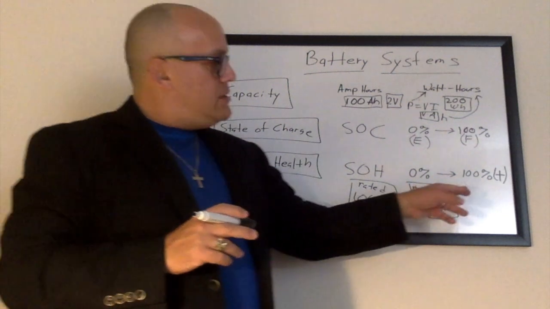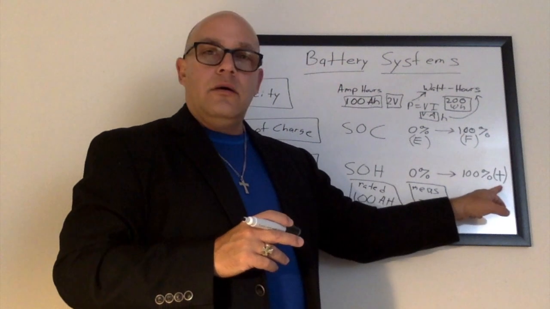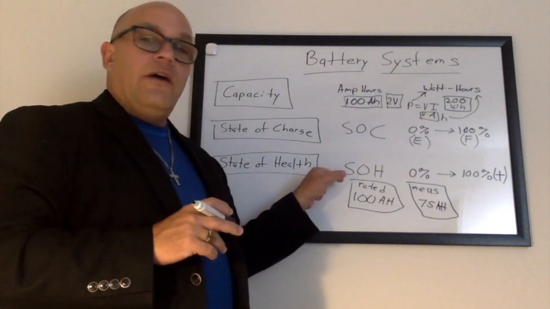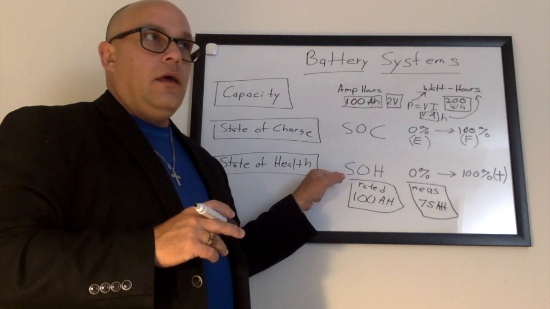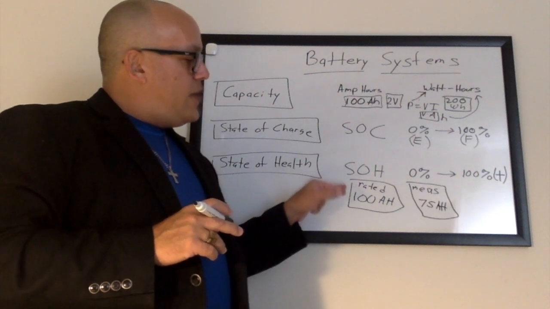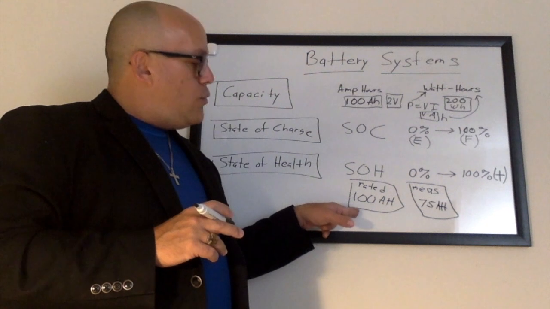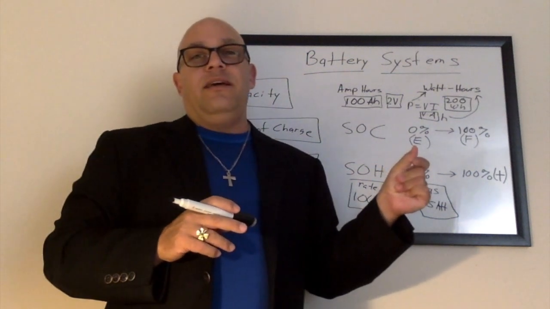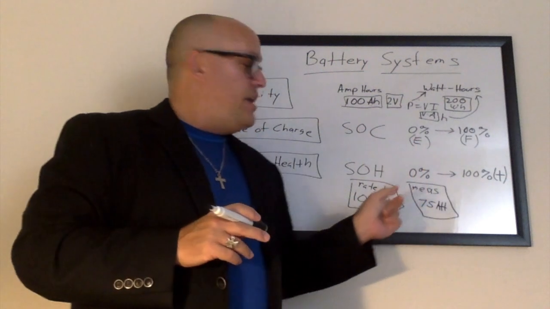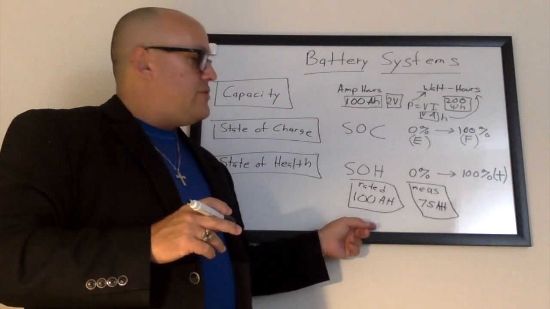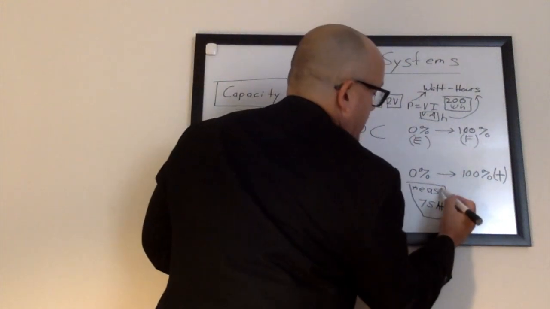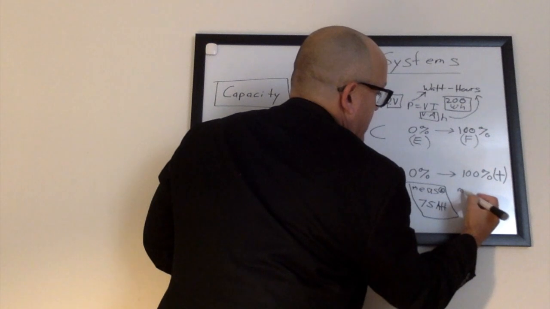Now, I put a plus after 100% state of health. What does that mean? Okay, so let's say we have a battery rated at 100 amp hours, and we test it, and we have 110 amp hours in the test. All right, so this measurement is measurement A.